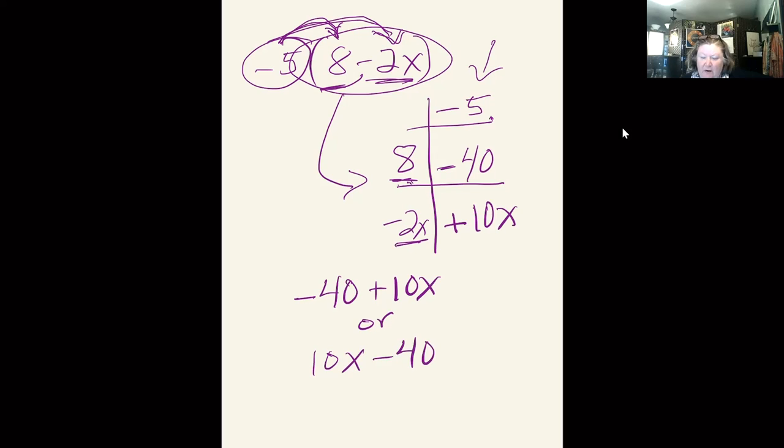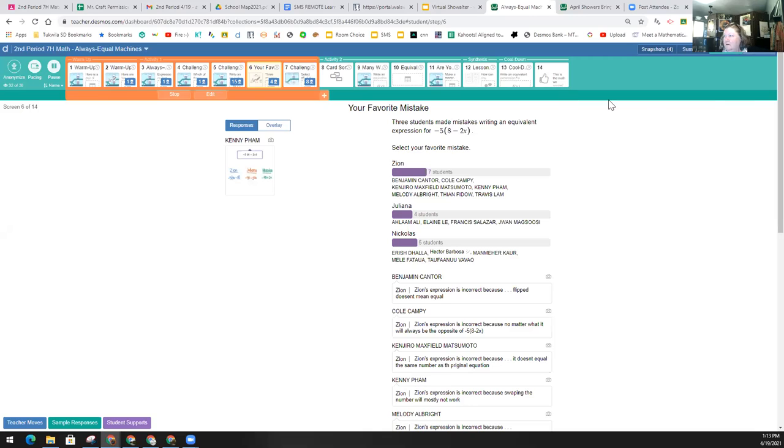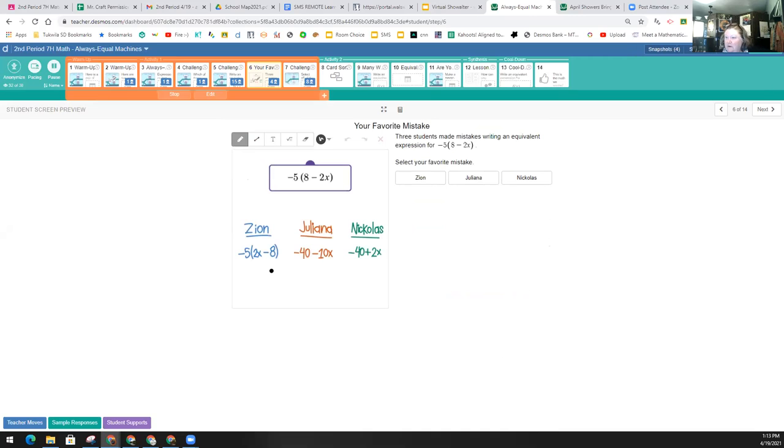Now, what's interesting on our screen when we look at the next slide is that we were then asked to come up with our favorite wrong answer. And so let me switch my screen share over to this. We have the same problem, negative 5 times 8 minus 2x. Zion and Juliana and Nicholas are all wrong. None of them got the same answer that we just calculated together. And you're asked to choose which mistake you liked the best.